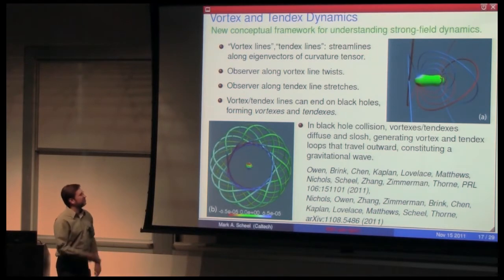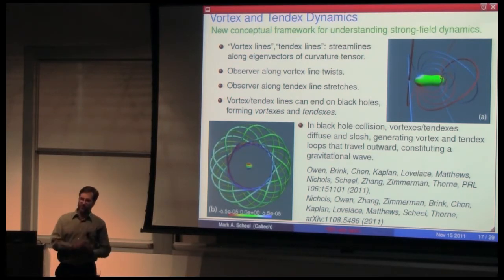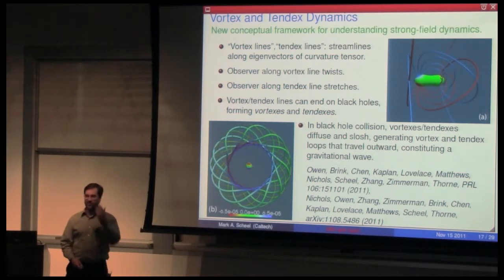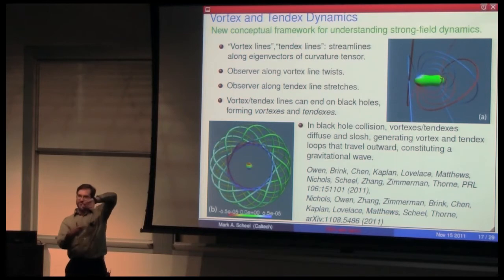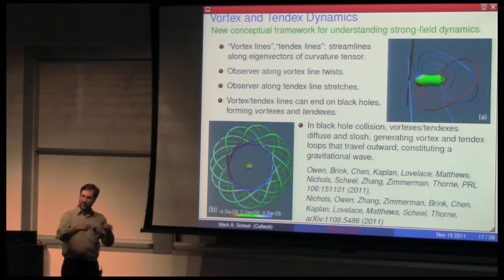These are a little bit more complicated just because it's a tensor field and you have to take eigenvectors and so on. But what's nice about these is they have a nice physical interpretation, is that if you're an observer and you're along a vortex line, you get twisted. And if you're an observer and you're along a tendex line, you get stretched or squeezed.